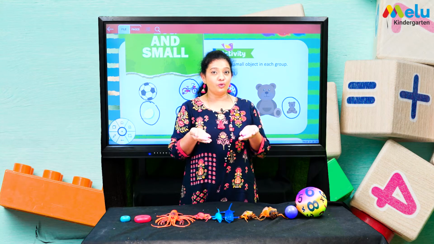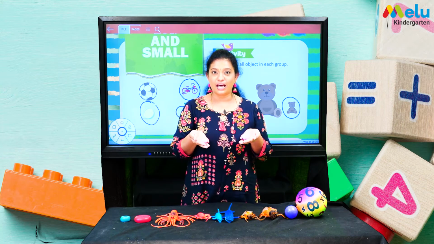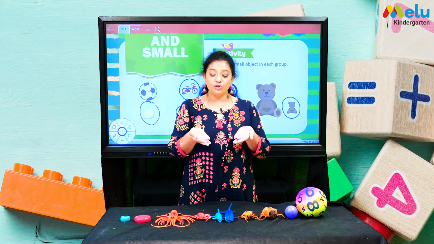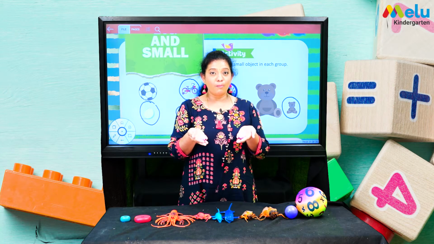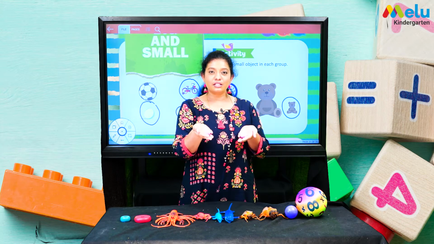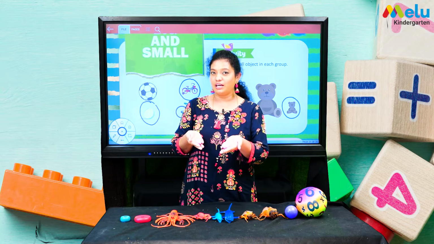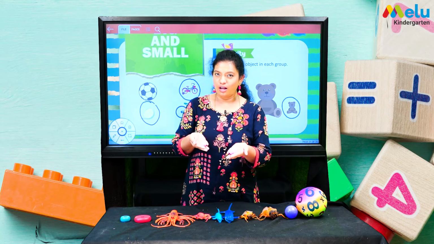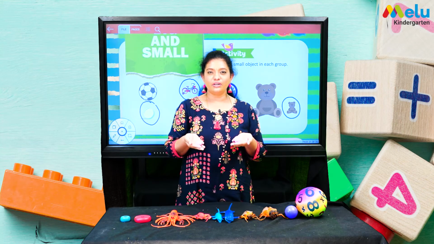And we also know that we should compare an object in terms of size. Then only you can say big and small. So when you compare the size of an object, now here ball, right? So this is small in size and this one is big in size. So I can say this is big ball and this is a small ball. Okay children? Right.